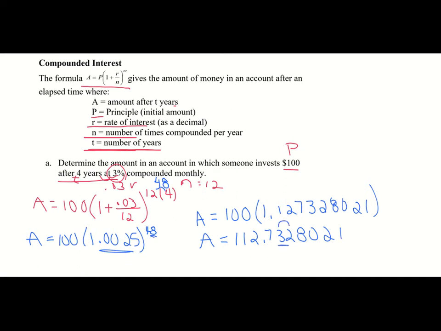So if I look to the neighbor next door, it's a 2, so I'm going to leave it alone. So my final answer is going to be $112.73. So that's how much I will have in my account after 4 years at 3% compounded monthly. Remember, I put in $100 and I have $112.73. So the amount of interest that I gained is $12.73.